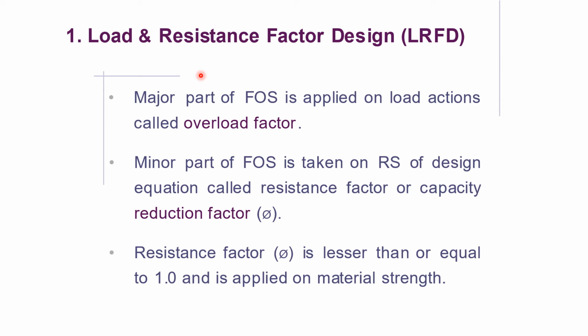So in the load and resistance factor design method, there are two factors of safety that are applied on the equation. The first one is applied on the load side, and the second one is applied on the material side. The factor of safety which is applied on the load side is the overload factor, and the factor of safety that is applied on the material side is the reduction factor. That is again a factor of safety. This reduction factor is always less than 1. The resistance factor is less than or equal to 1, and it is applied on the material strength.